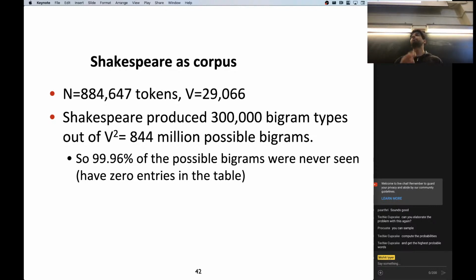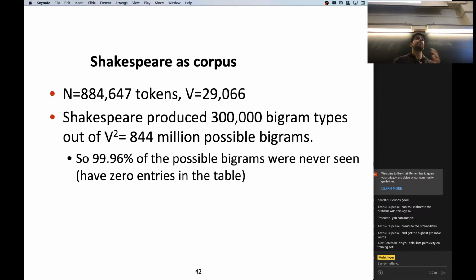So 99.9% of possible two-word combinations that he could have used were not used in his plays. Most of these make no sense, they're just any sort of word followed by any other word. But there are still many combinations that are valid in English that Shakespeare did not produce. And these will have zero probability in your bigram table.